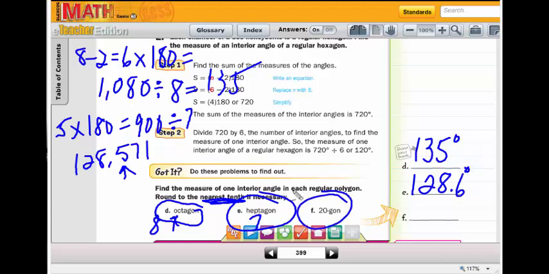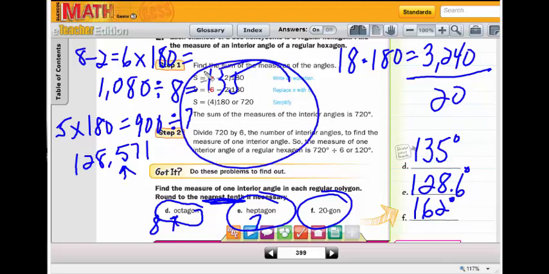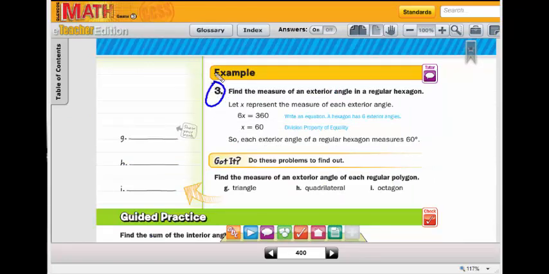And then lastly, we have a 20-agon. So we're going to multiply 18 times 180, which equals 3,240. And that needs to be divided by 20, which is our number of sides. 3,240 divided by 20 is 162. So this is 162 degrees. Some samples like this definitely need to be on your gold sheet so you remember. Okay, let's take a look at problem number 3.